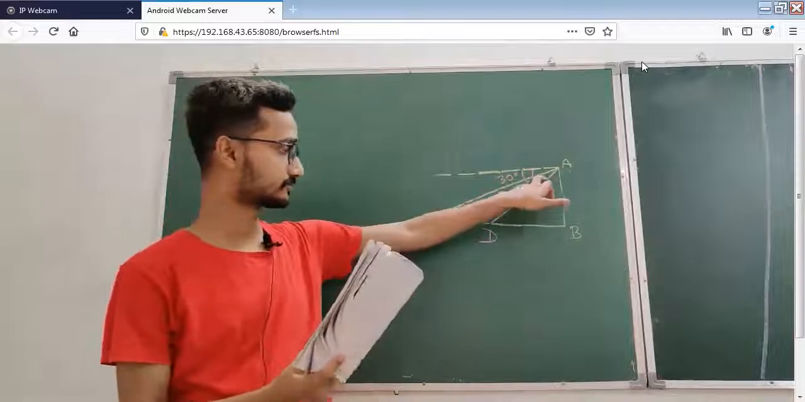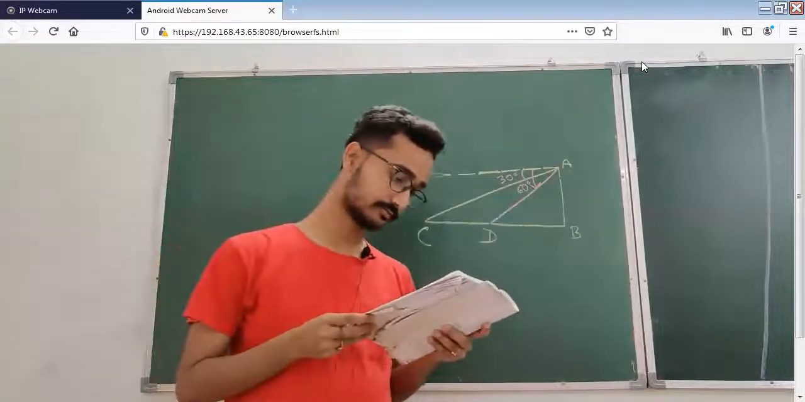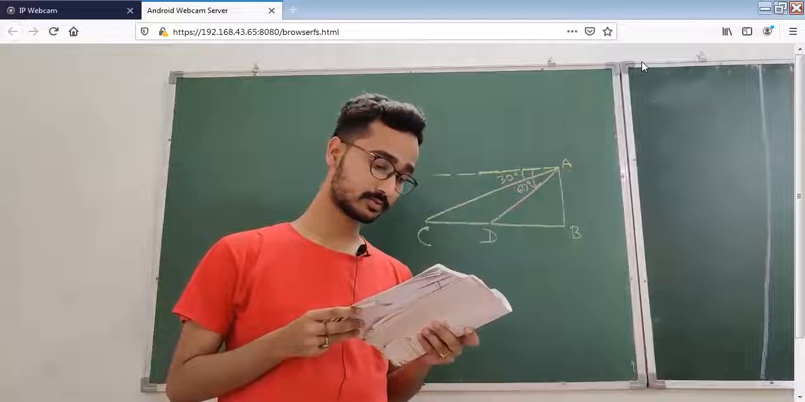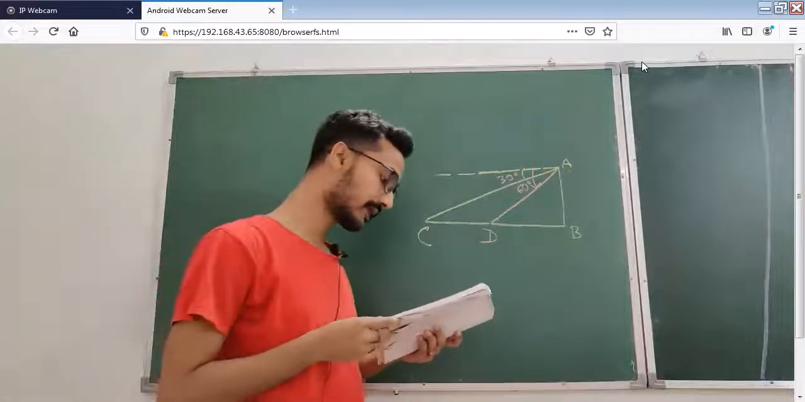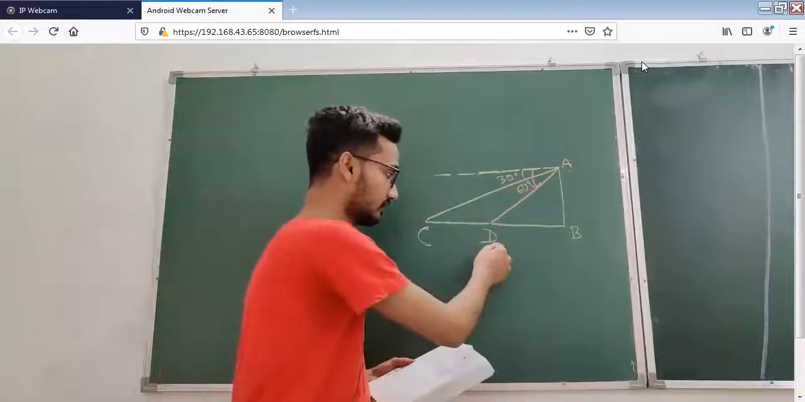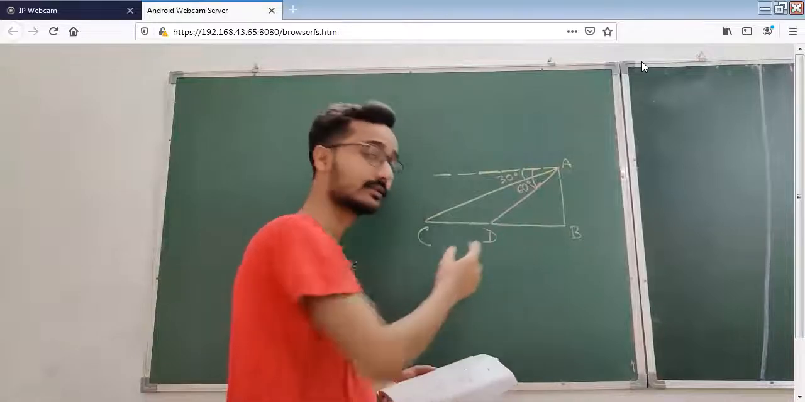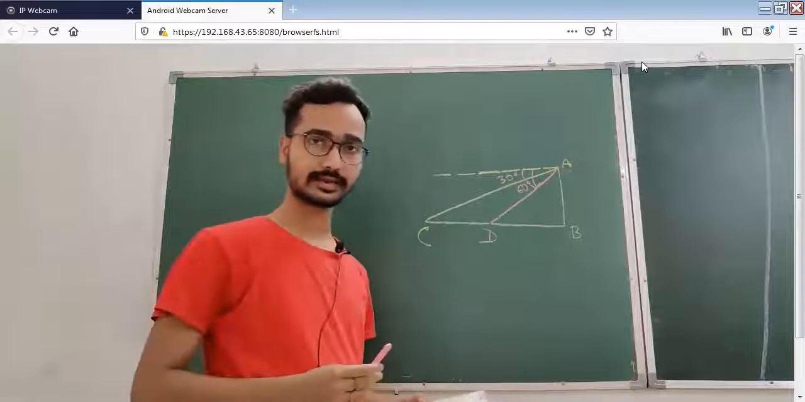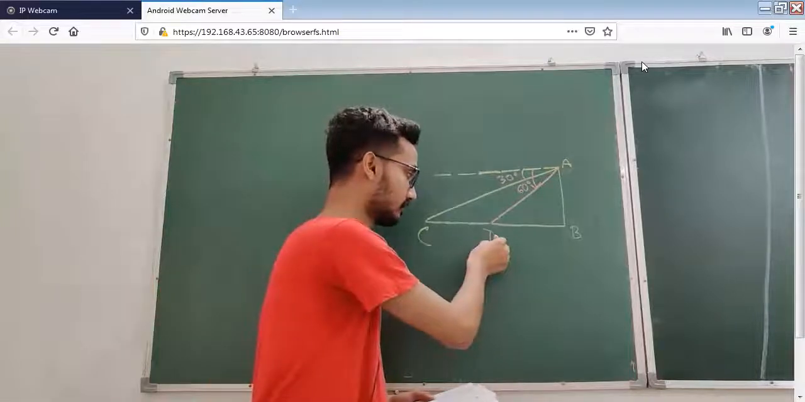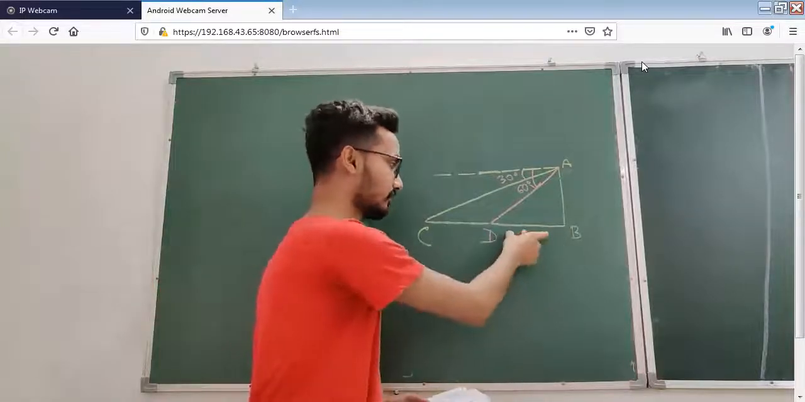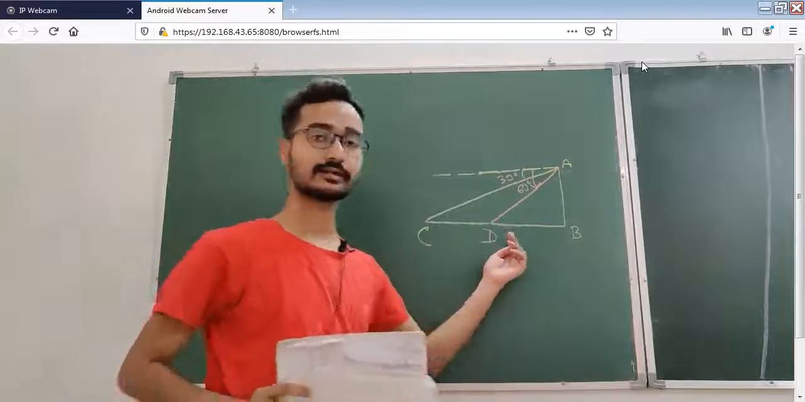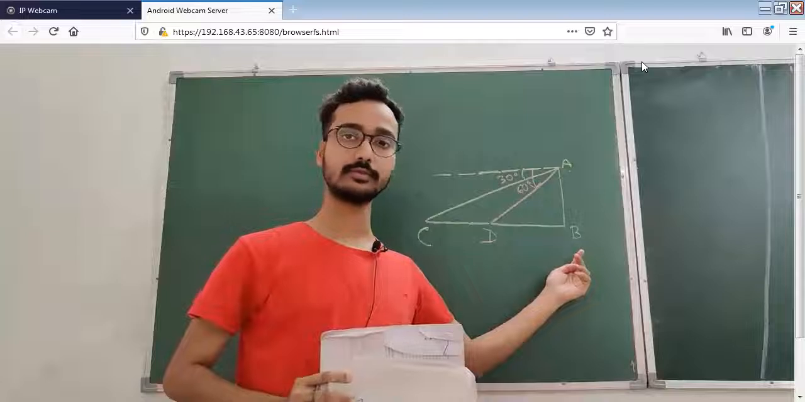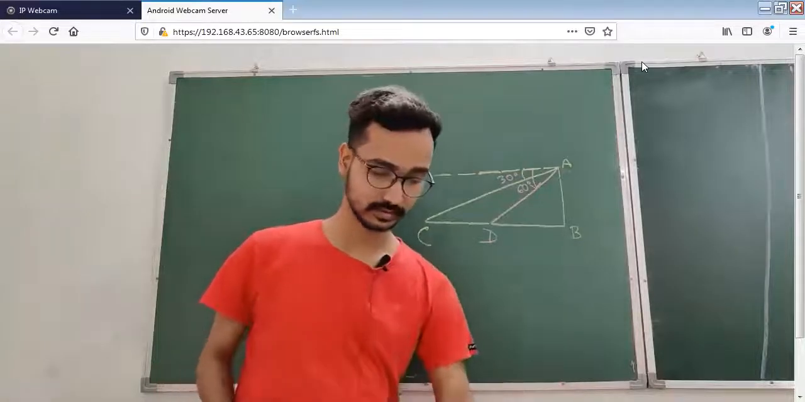You have to find the time taken by the car to reach the foot of the tower from this point. That means you have to find how much time the car will take to reach from point D to point B. Clear? Okay, this is your question.